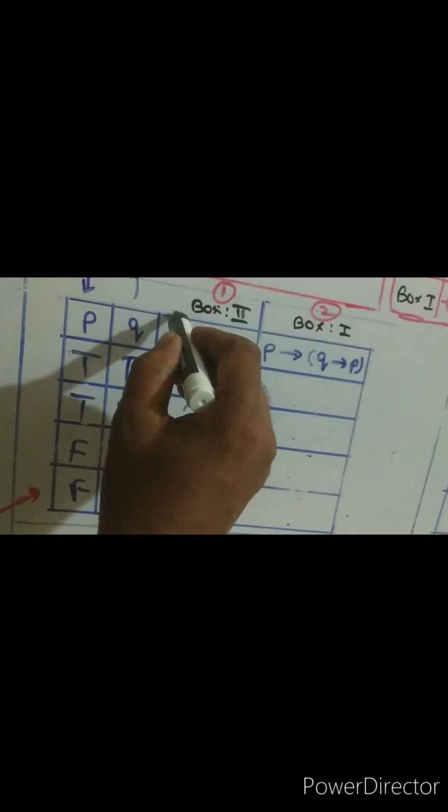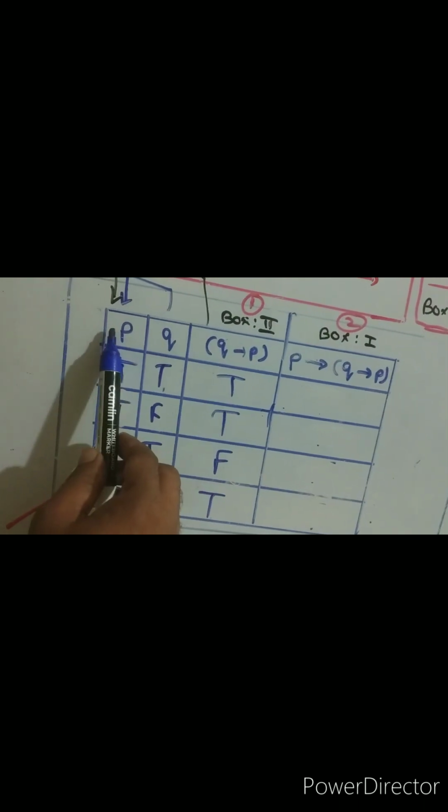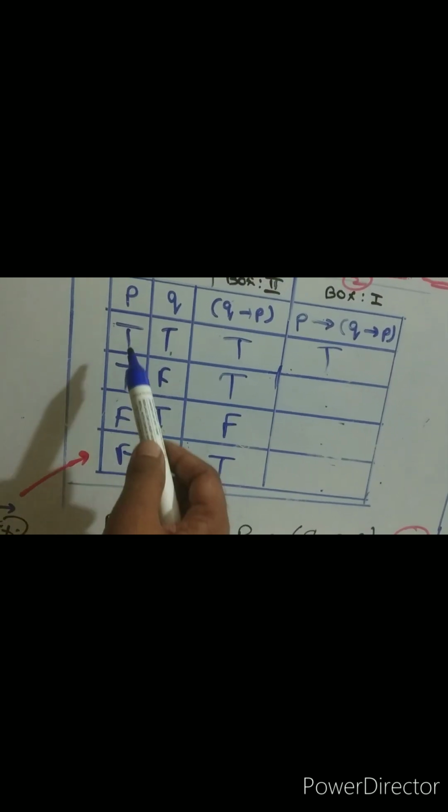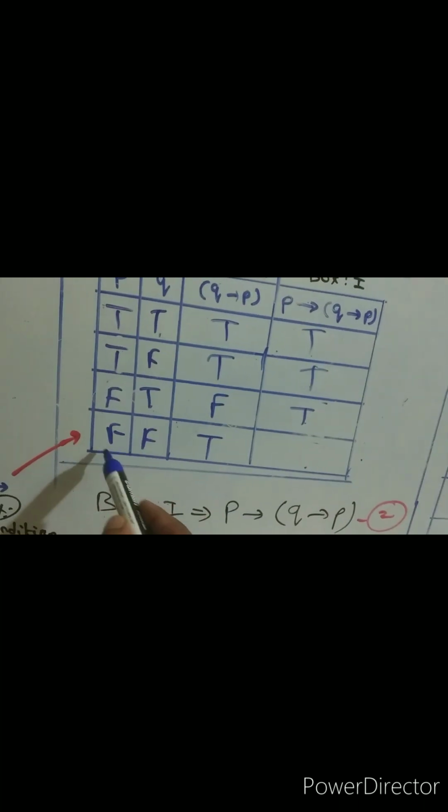Finally P if then, this part and this part. T and T, that is T. Second one, T and T, that is T. F and F, that is T. F and T, that is T. In the same way we have to complete the remaining problem also.